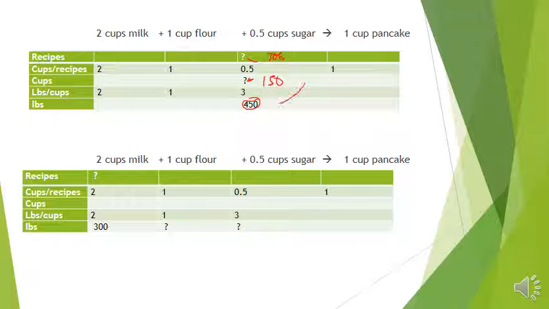If you notice, when you go up, you divide. But you have to set the table up and it has to make sense, okay?